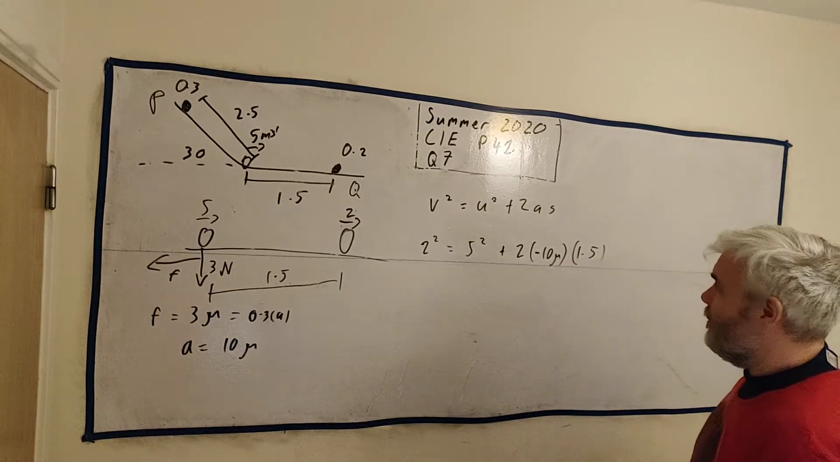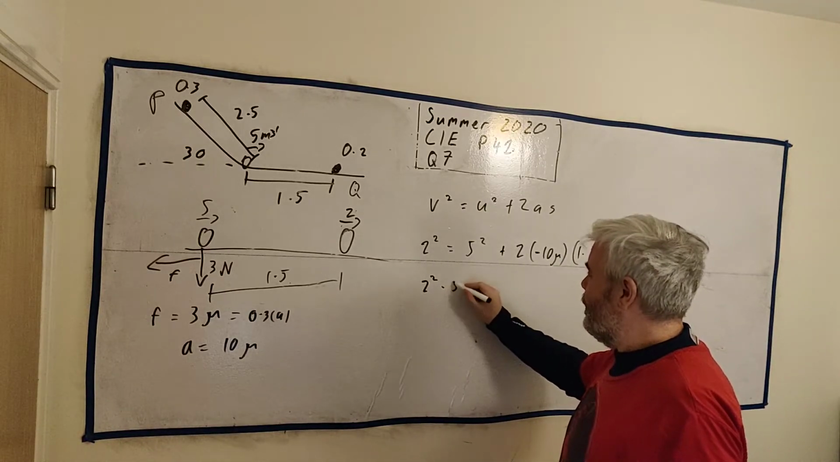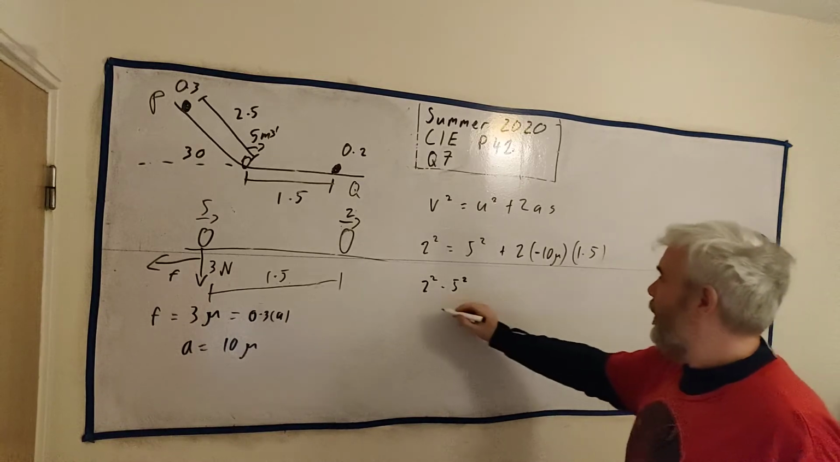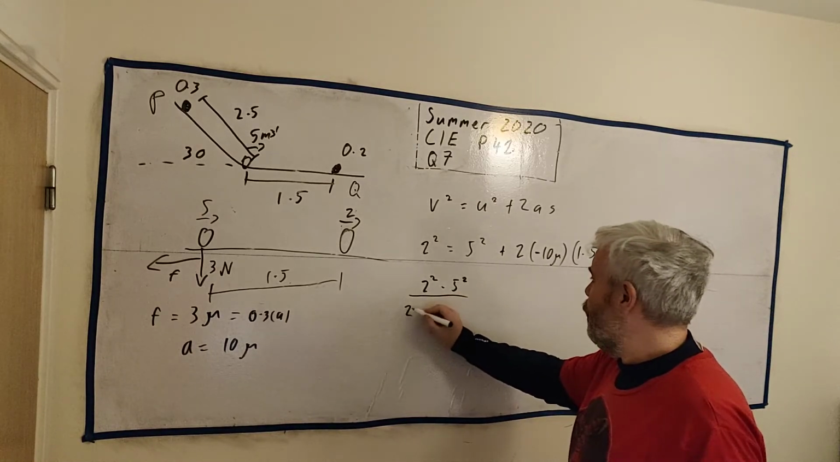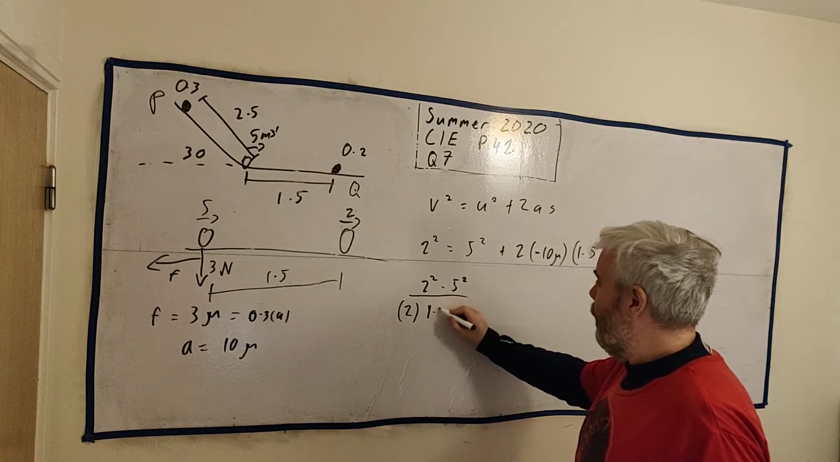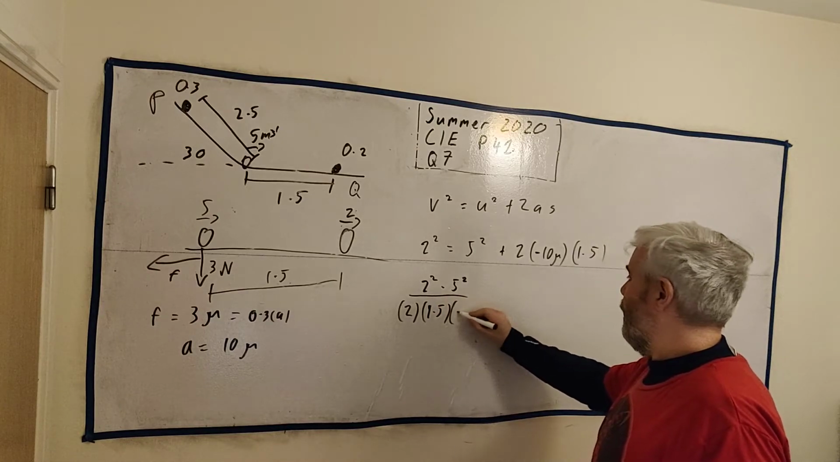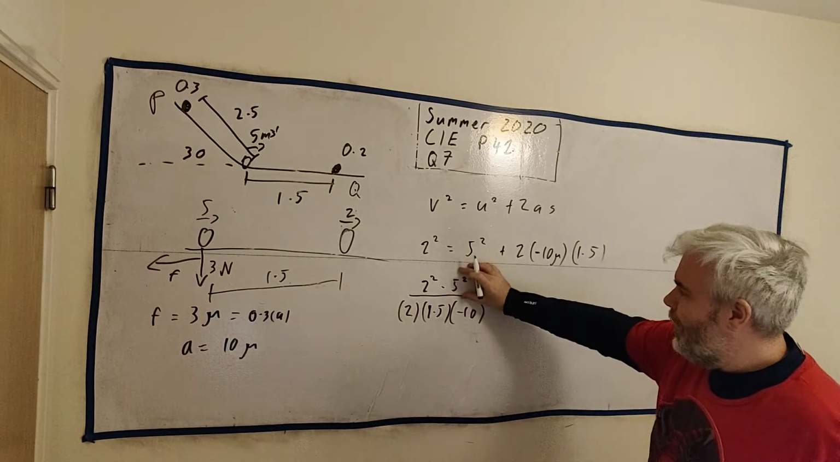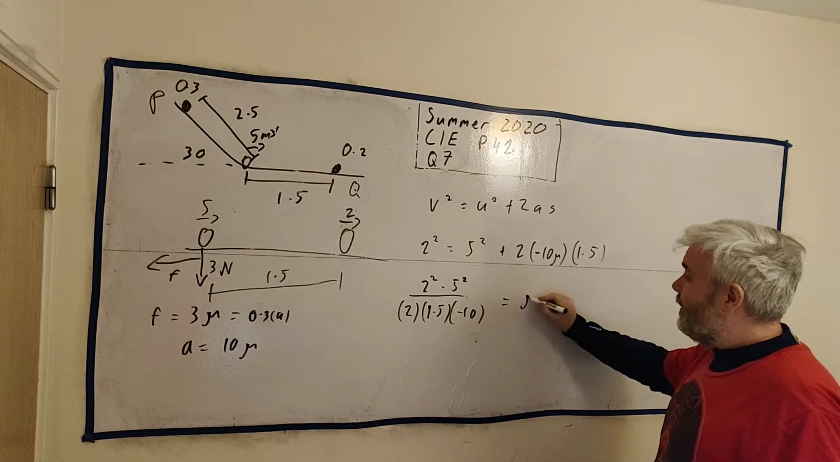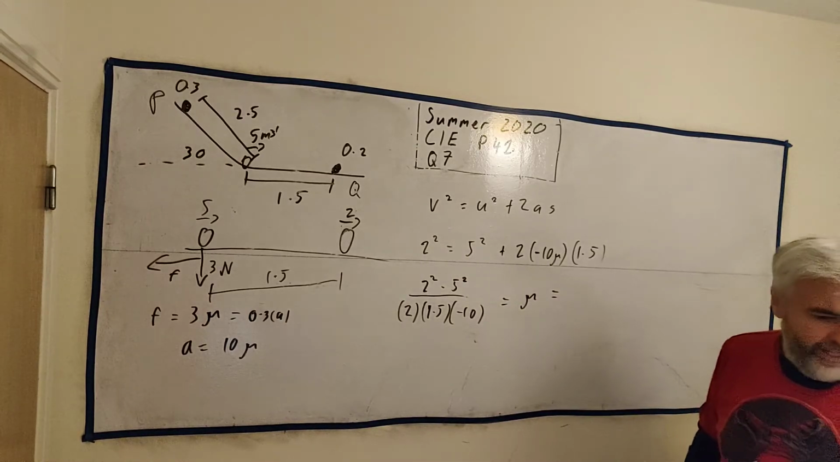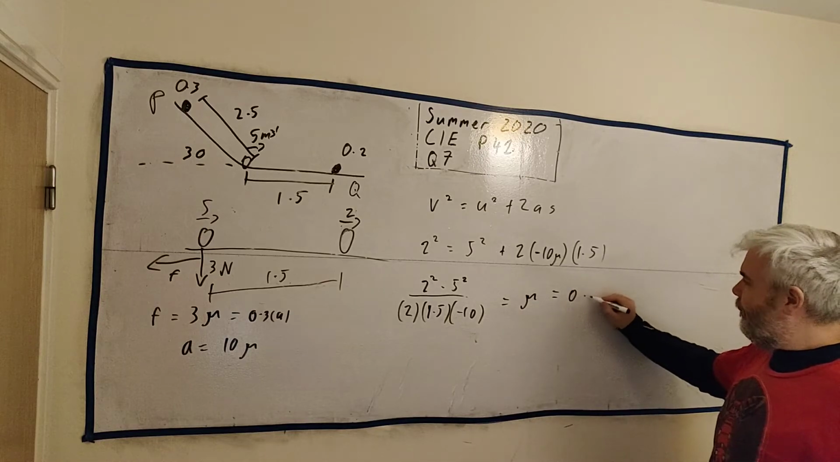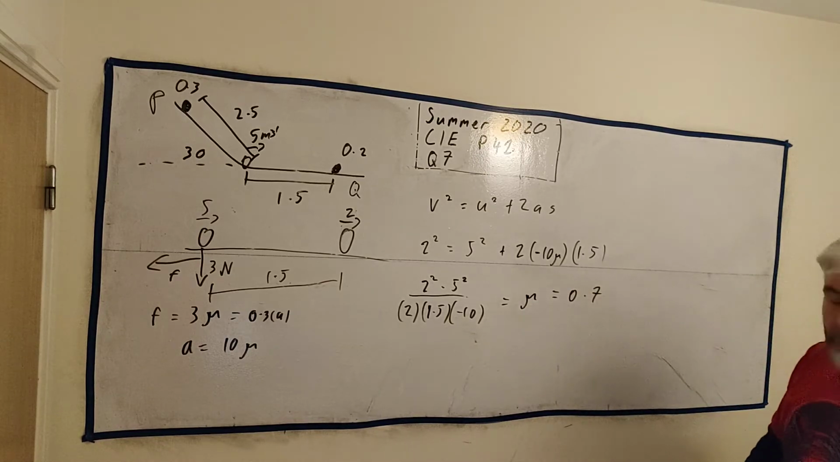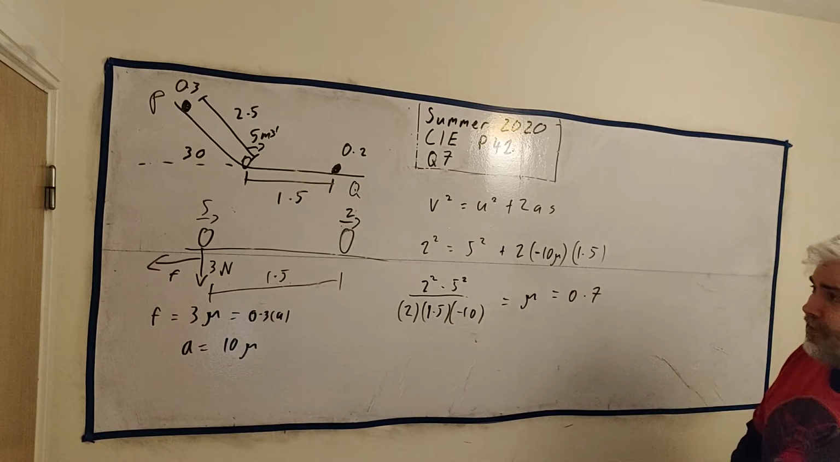I can just rearrange this. We get a, 2 squared minus 5 squared, divided by 2 multiplied by 1.5 multiplied by minus 10. This will be a minus number. This will be a minus number. That'll give us mu. And if we put all that in, I can't see it on my notes, but I remember it to be 0.7. That's how you answer that question.